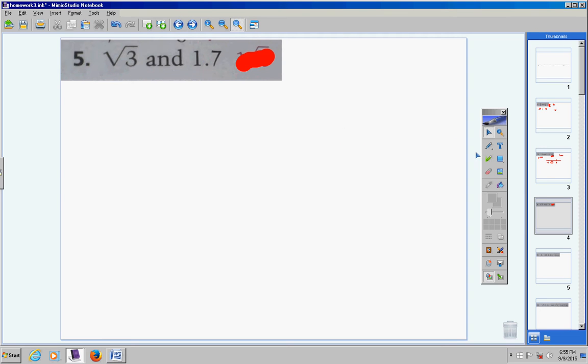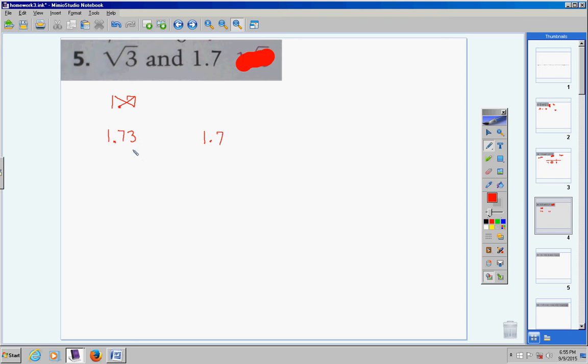Number 5, if you take your calculator and type in square root of 3, you're going to get 1.73. So if I round to one decimal place right here, I'm going to get 1.7, okay? If that's the case, then these two numbers are identical. However, if you round this to 2 decimal places, you get 1.73.